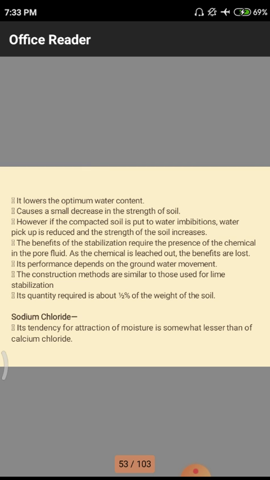Third one is, however, if the compacted soil is put to water imbibitions, water pickup is reduced and the strength of the soil increases. That means, whenever we go for compaction of the soil and it is put to water imbibition, automatically water pickup reduces and strength of the soil increases.